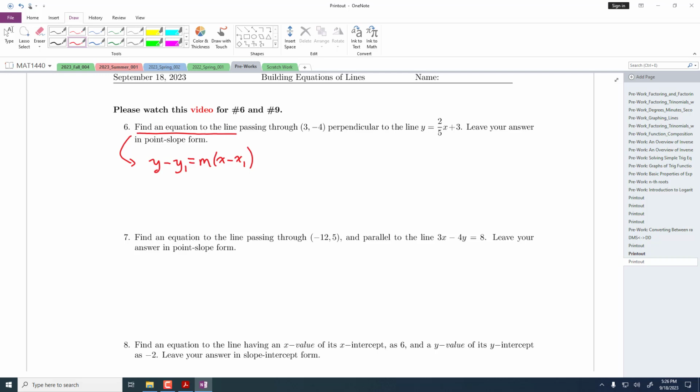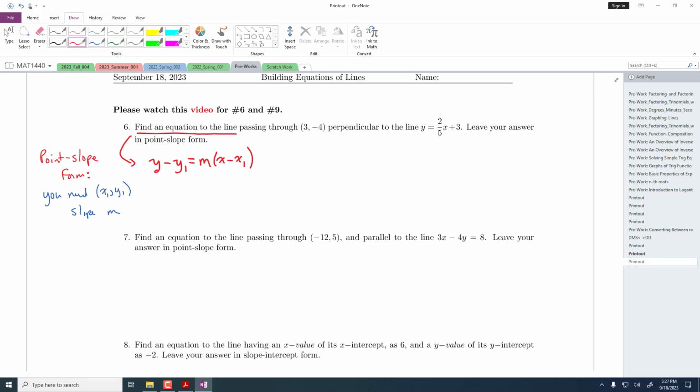Okay. Well, math people weren't very creative when they called this the point slope form of a line. Why weren't they being very creative? Because if you want to use the point slope form of a line, you need two things. You need a point, and you need a slope. Those are the two things you need to be able to use this formula right here.